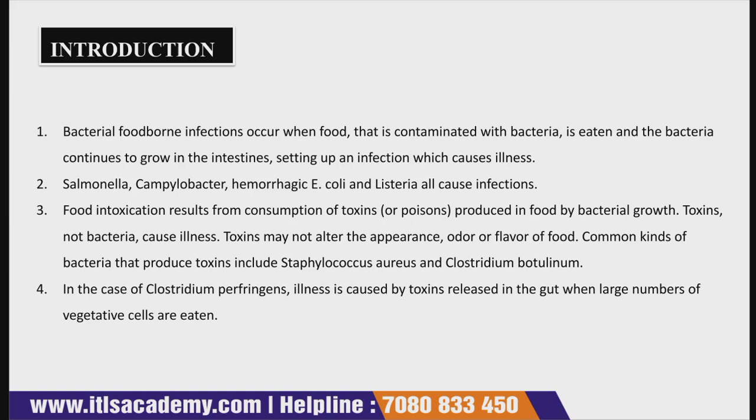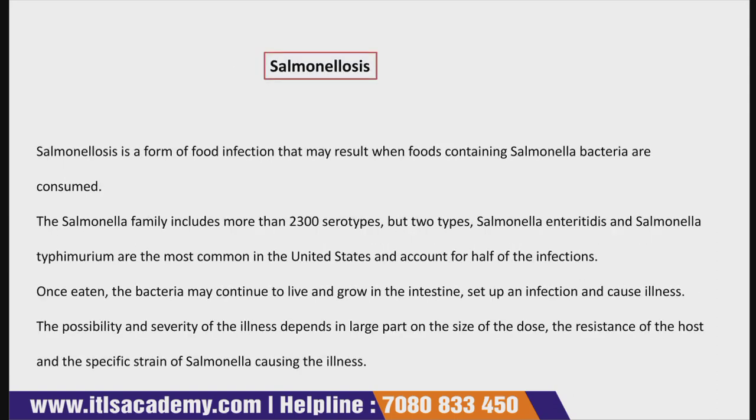In the case of Clostridium perfringens, illness is caused by toxins released in the gut when a large number of vegetative cells are eaten. Now let's discuss the first bacterial agent, that is Salmonella. Salmonellosis is a form of food infection that may result when food containing Salmonella bacteria is consumed. So the first is salmonellosis.